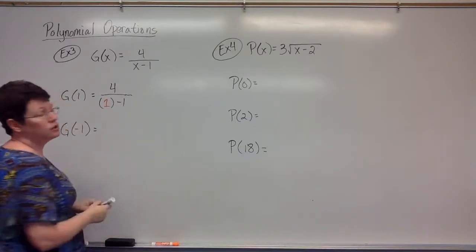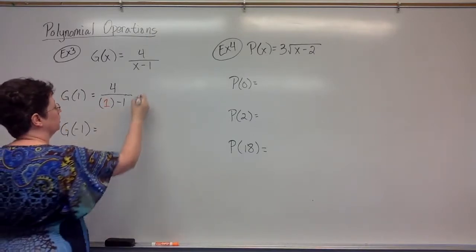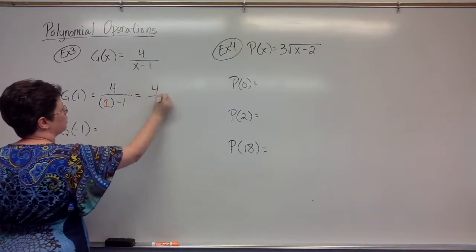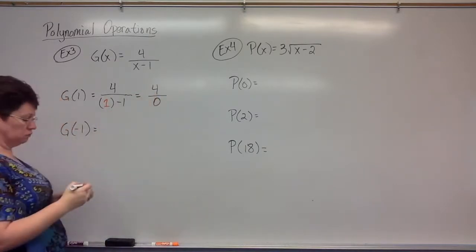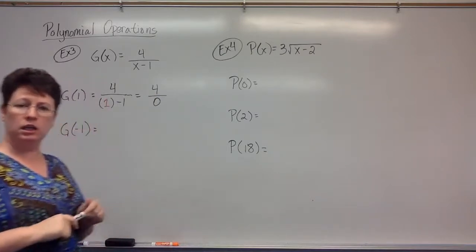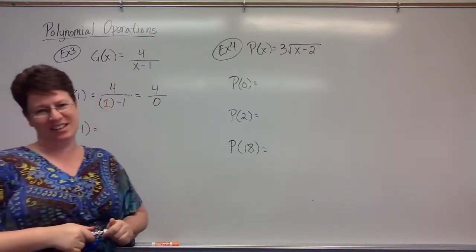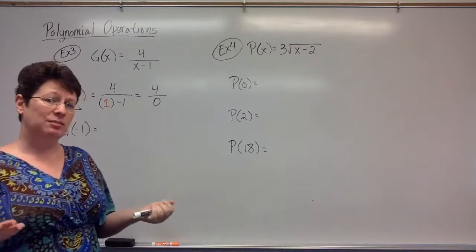Okay, so on the top, I still have a 4. What do I have on the bottom? 1 minus 1 is 0. So the answer is 0, right? No, it's not 0. Okay, can I divide by 0?